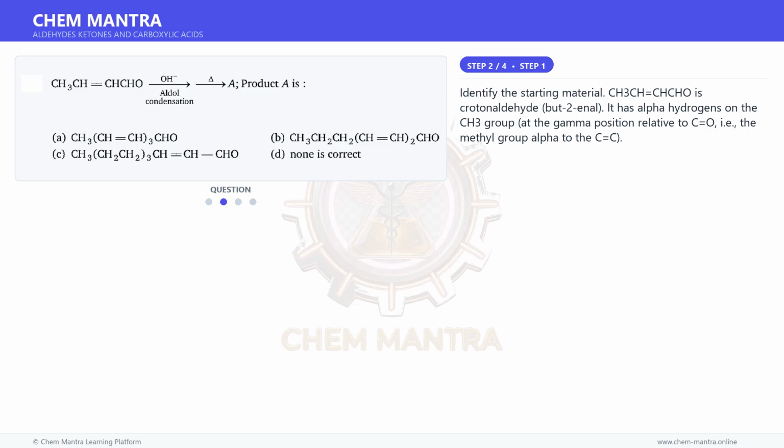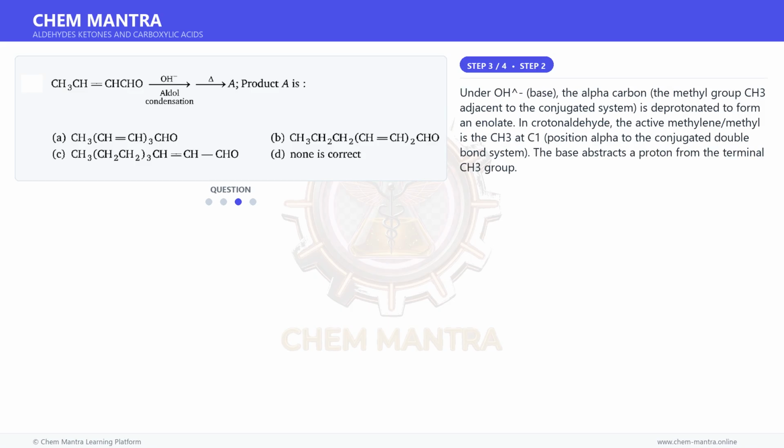Identify the starting material. CH3CH=CHO is crotonaldehyde, but-2-enal. It has alpha hydrogens on the CH3 group at the gamma position relative to C=O, i.e., the methyl group alpha to the C=C. Moving on to the next step.